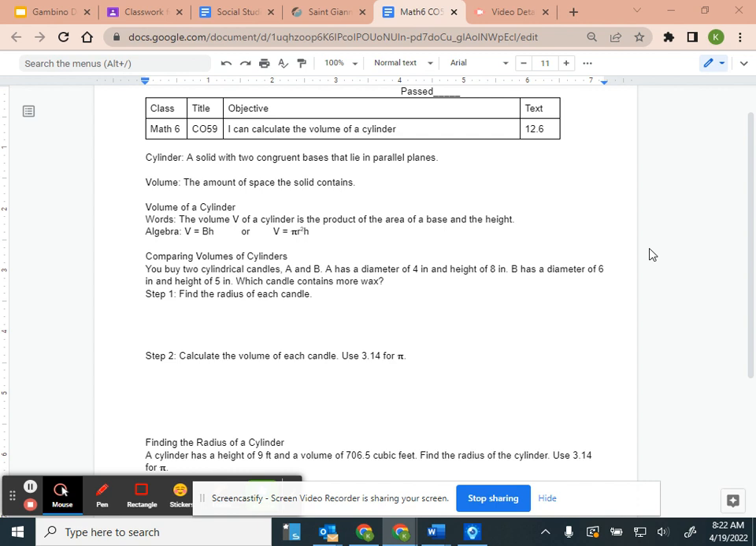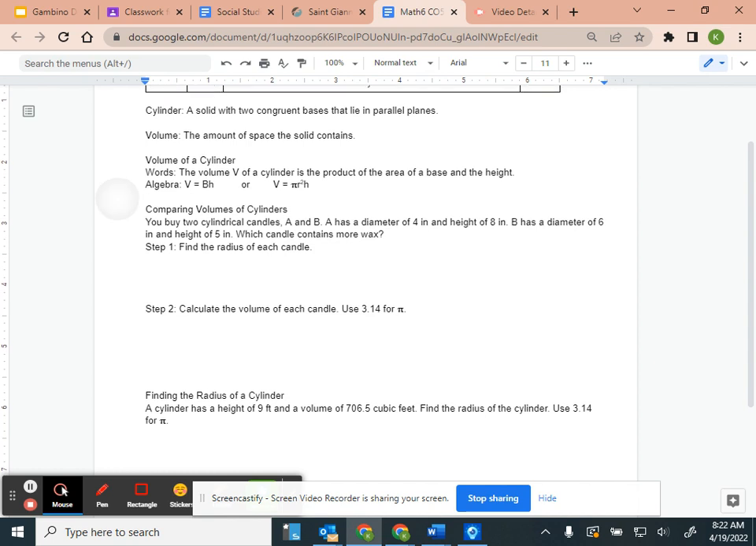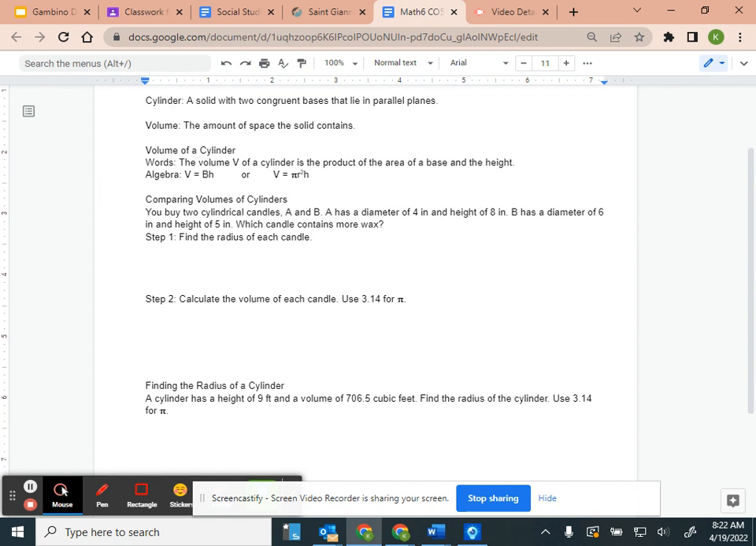So today I can calculate the volume of a cylinder. So yes, last week we did the volume of the rectangular prism. So now let's look at what we have to do for the volume of a cylinder. A cylinder is a solid with two congruent bases that lie in parallel planes. What shape is the base of a cylinder? Who remembers? Circle. So when we talk about that cylinder, we have the circle on the bottom, circle on the top, and it's three-dimensional. It's like a can. It can be on its side, it can be standing upright.